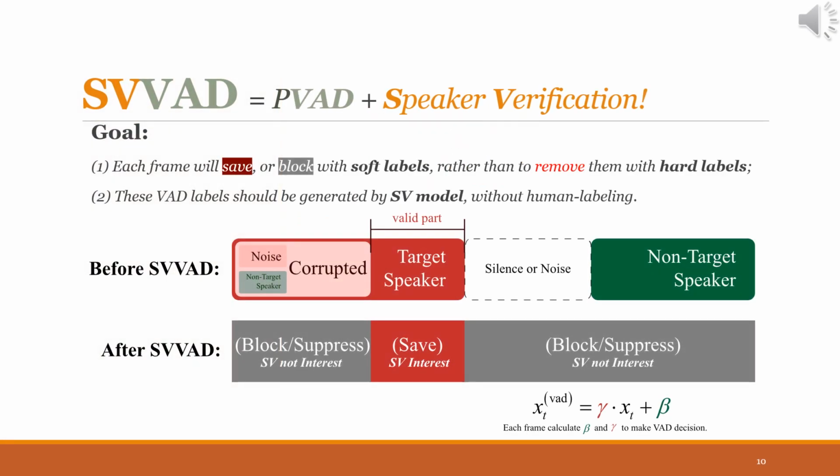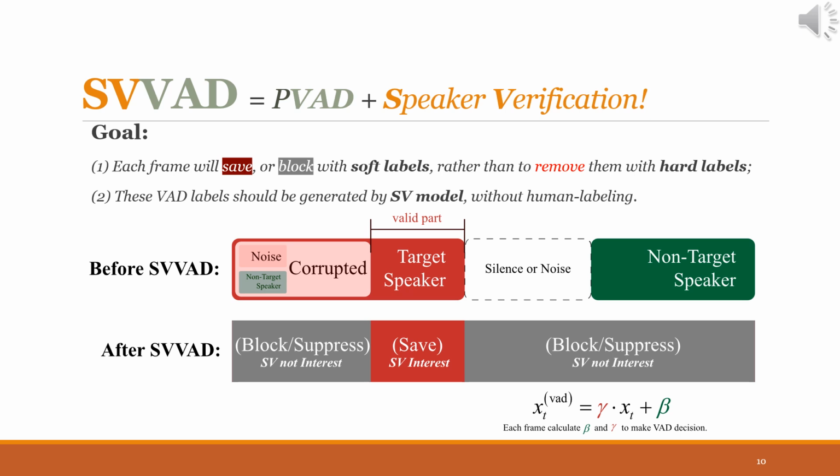The SVVAD has two goals. First, each frame will be saved or blocked with soft labels, rather than removed with hard labels. Second, these VAD labels should be generated by the speaker verification model, but without human labeling.